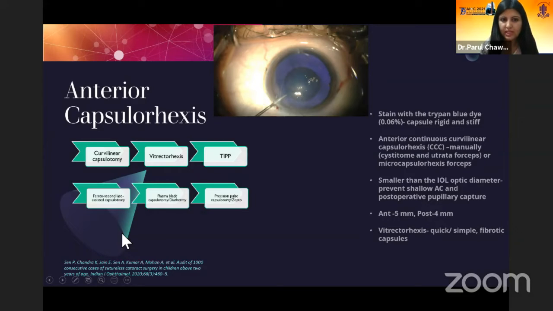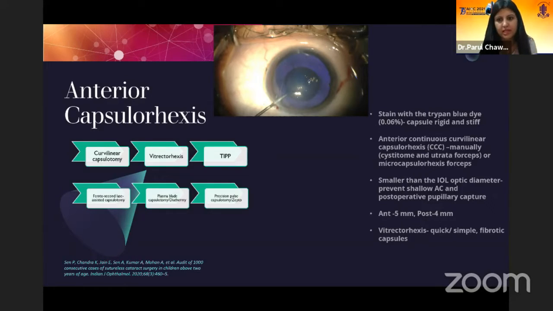We can use plasma blade capsulotomy or precision pulse capsulotomy using Zepto, which has a Nitinol ring attached to a suction cup. Initially the capsule is stained with trypan blue dye, which is 0.06%. This makes the capsule rigid and stiff. Then the anterior capsulorhexis is done with all these techniques.